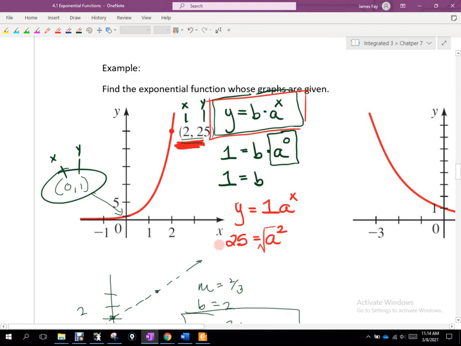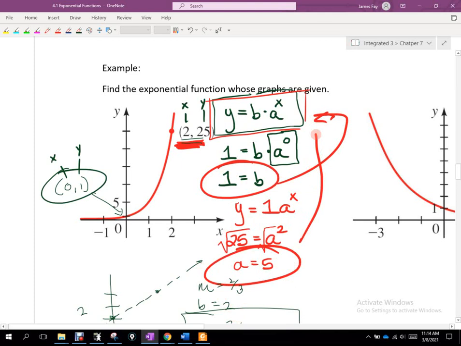Take the square root, right? What's the square root of 25? So A is 5, right? Now, one last time, I now know what B is. I now know what A is. I'm going to put those back up into that original format.